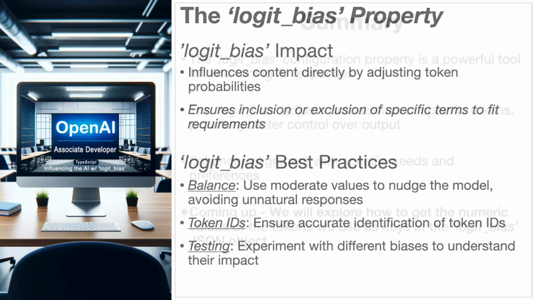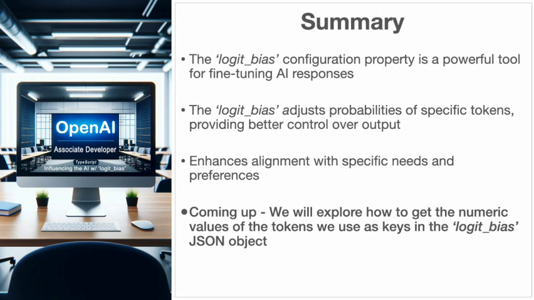In summary, the Logit bias property is a powerful tool for fine-tuning the AI's responses by adjusting the probabilities of specific tokens. By leveraging this property, you can better control the output and ensure it aligns with your specific needs and preferences. In the next lesson, we'll learn how to get the token IDs of the words we want to include in our Logit bias configuration property.